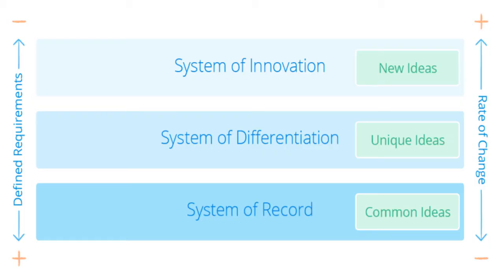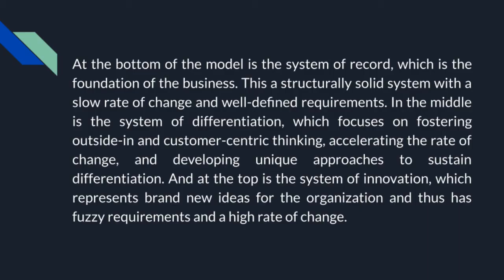Take a look at this diagram. At the bottom of the model is the system of record, which is the foundation of the business. This is a structurally solid system with a slow rate of change and well-defined requirements. In the middle is the system of differentiation, which focuses on fostering outside-in and customer-centric thinking, accelerating the rate of change, and developing unique approaches to sustain differentiation. And at the top is the system of innovation, which represents brand new ideas for the organization and thus has fuzzy requirements and a high rate of change.